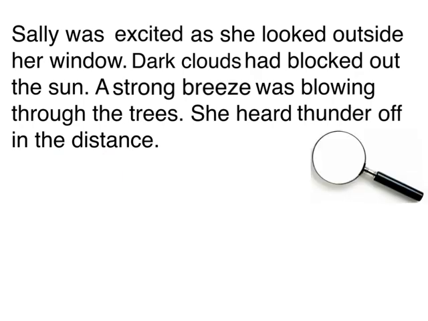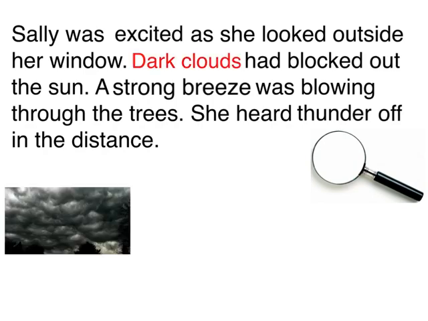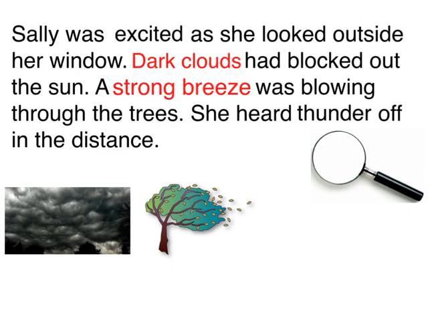Now let's look at the clues, or what the author directly told us. One thing the author directly told us was that there were dark clouds. Another thing that the author directly told us was that there was a strong breeze. The last thing that the author told us was that Sally heard thunder.